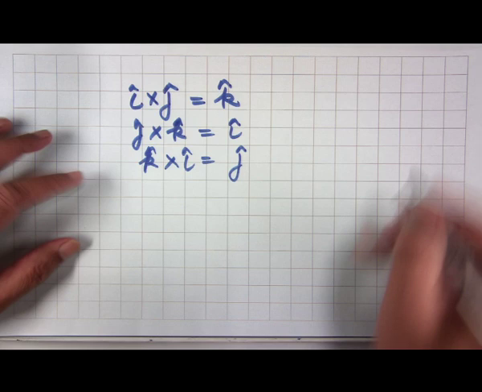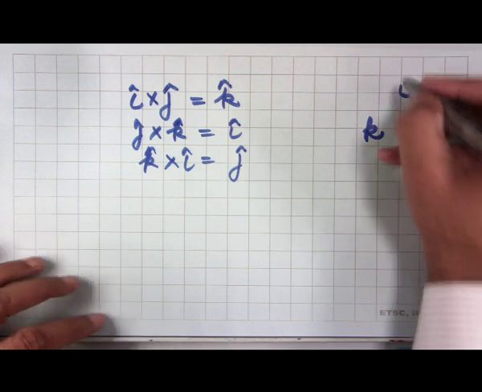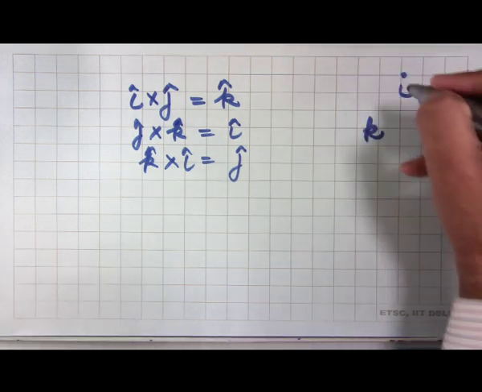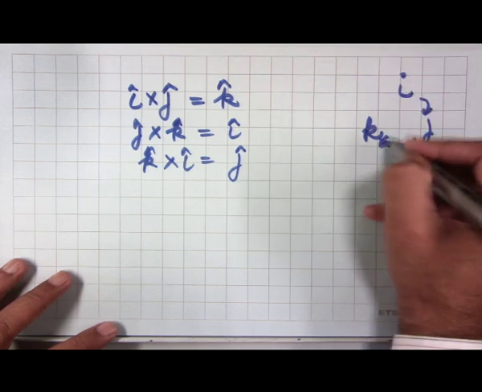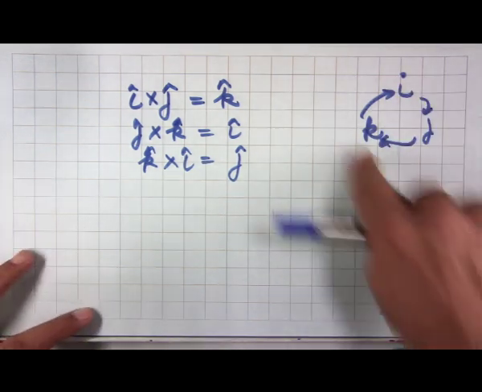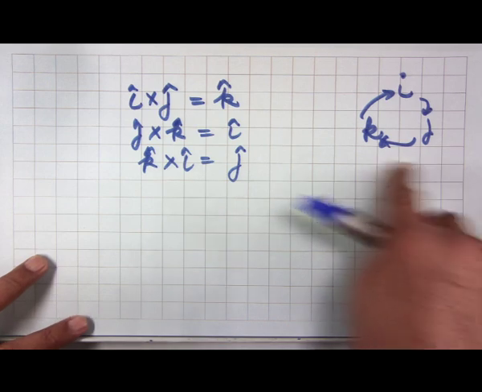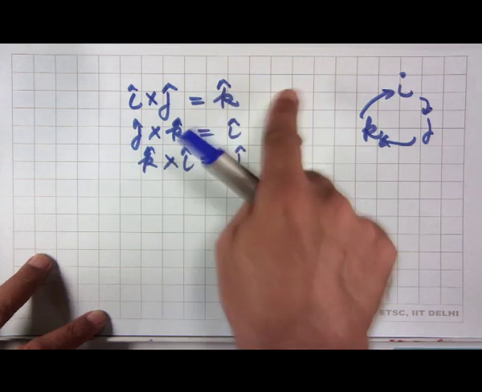And if you observe, these make a cyclic thing: if we put i, j, k in one order, then i cross j is equal to k, j cross k is equal to i, and k cross i is equal to j. That means if we follow these i, j, k in a cyclic order, the third thing will be positive.